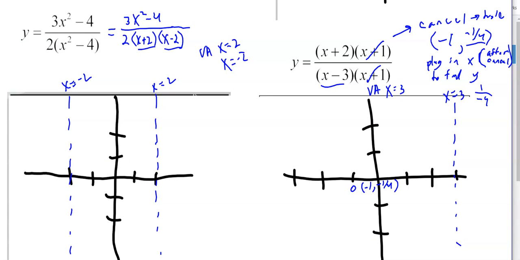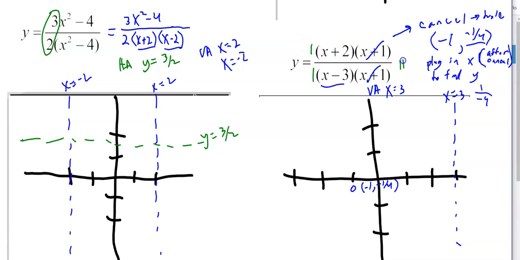This one is the same degree, so you divide the leading coefficients, so there's a horizontal asymptote at y equals 3/2, which is 1.5. So right about here, y equals 3/2 or 1.5 there. And this one, same degree, top and bottom, so second degree on both. The coefficients are 1 and 1, so there's a horizontal asymptote at y equals 1.